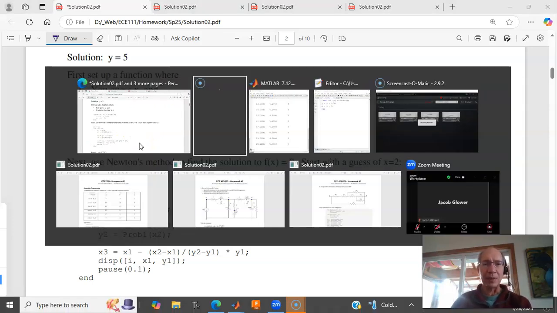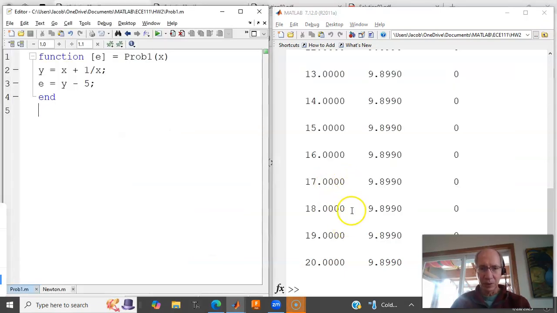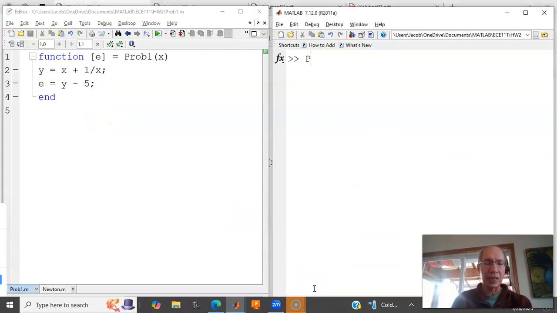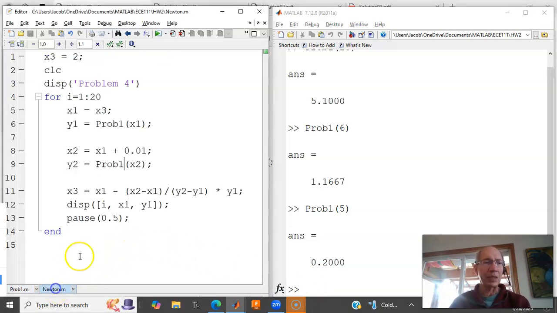Now what I can do in Matlab then, so here is my function called problem 1. In Matlab, CLC clears the screen, and I can guess. Is x equal to 10? Here is 5.1. Is it equal to 6? You keep guessing over and over again until the error is 0. I could do it by guessing or let Matlab guess for you.